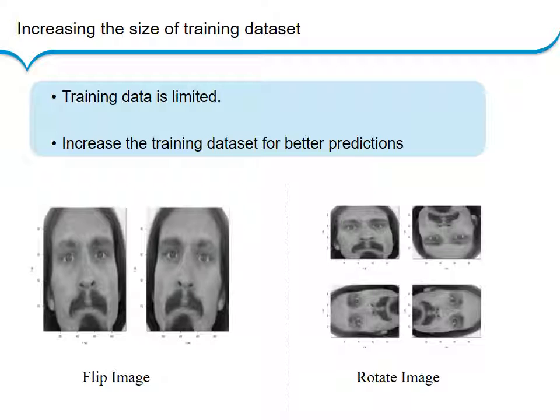The training data in the dataset was very limited. We increased the training dataset by implementing the following two techniques: rotating the image and flipping the image. This gives us more rows in our training dataset and hence can be effective in increasing the effectiveness of our algorithm.